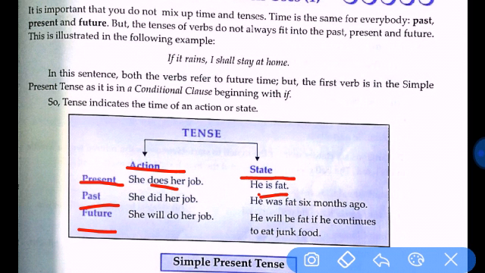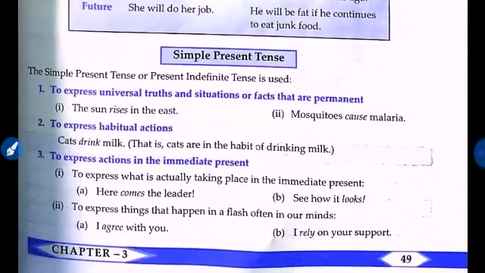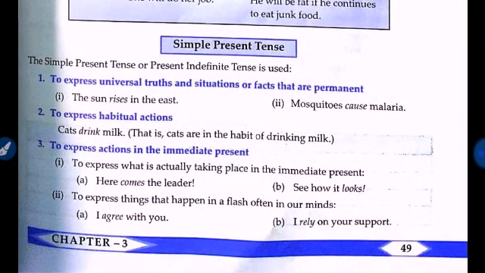Now in tenses we have mainly three kinds, that is present tense, past tense, future tense. So now let us see the present tense. In present tense we have four forms. You are already familiar with it: simple present, present continuous, present perfect and present perfect continuous. Now we shall see in detail about simple present tense.